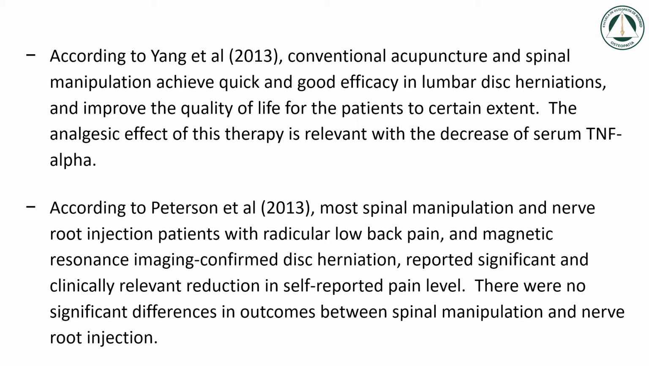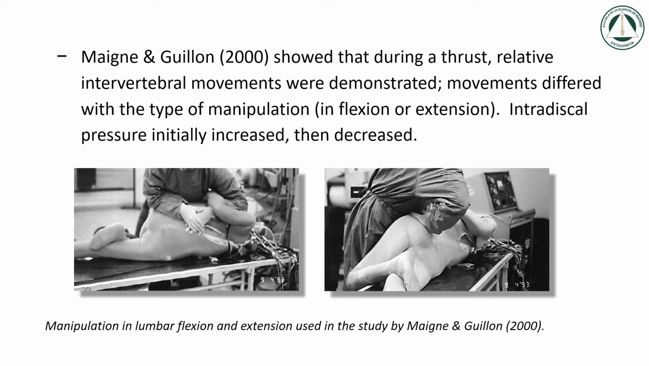Considering the direct costs of the procedure, the average cost of spinal manipulation was lower. Maigne Guillon, 2000, showed that during a thrust, relative intervertebral movements were demonstrated. Movements differed with the type of manipulation, in flexion or extension. Intradiscal pressure initially increased, then decreased. Images show manipulation in lumbar flexion and extension used in the study by Maigne Guillon.